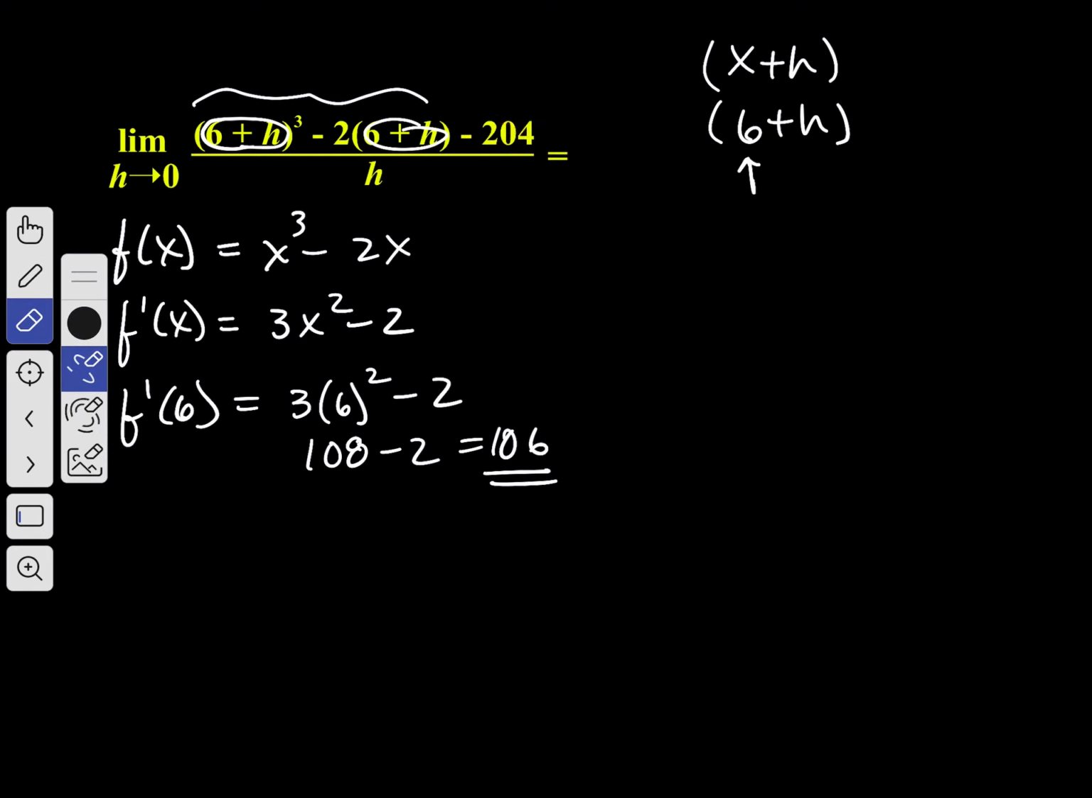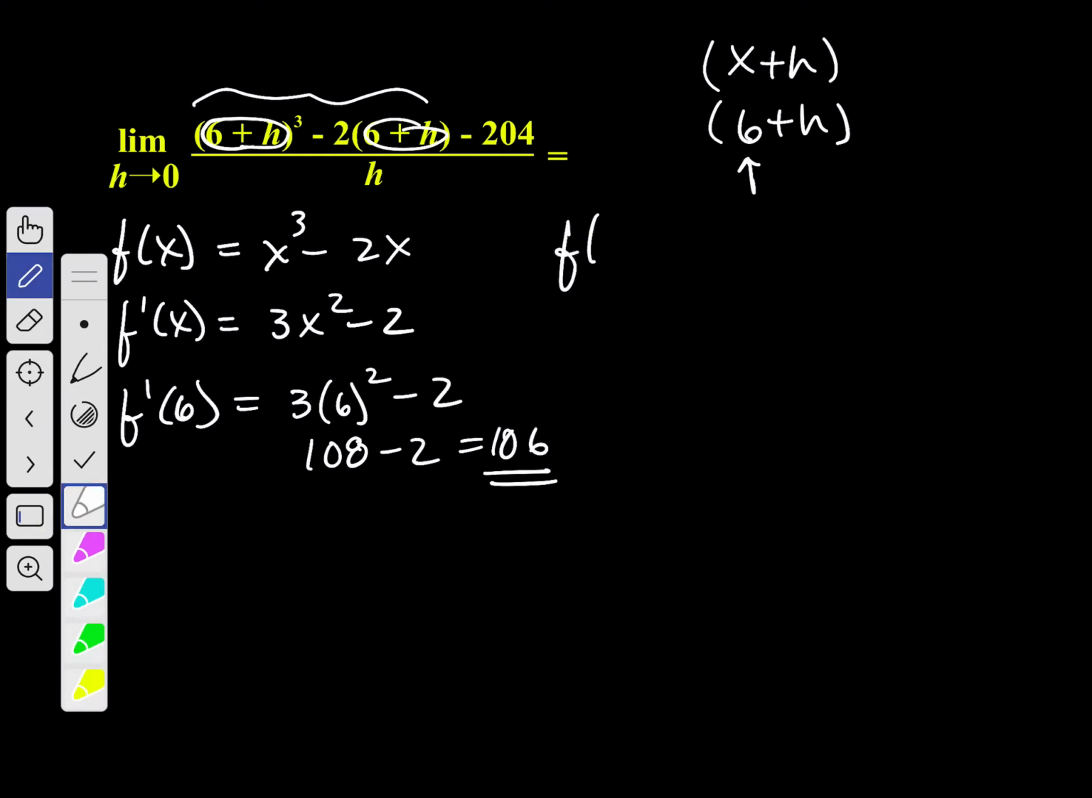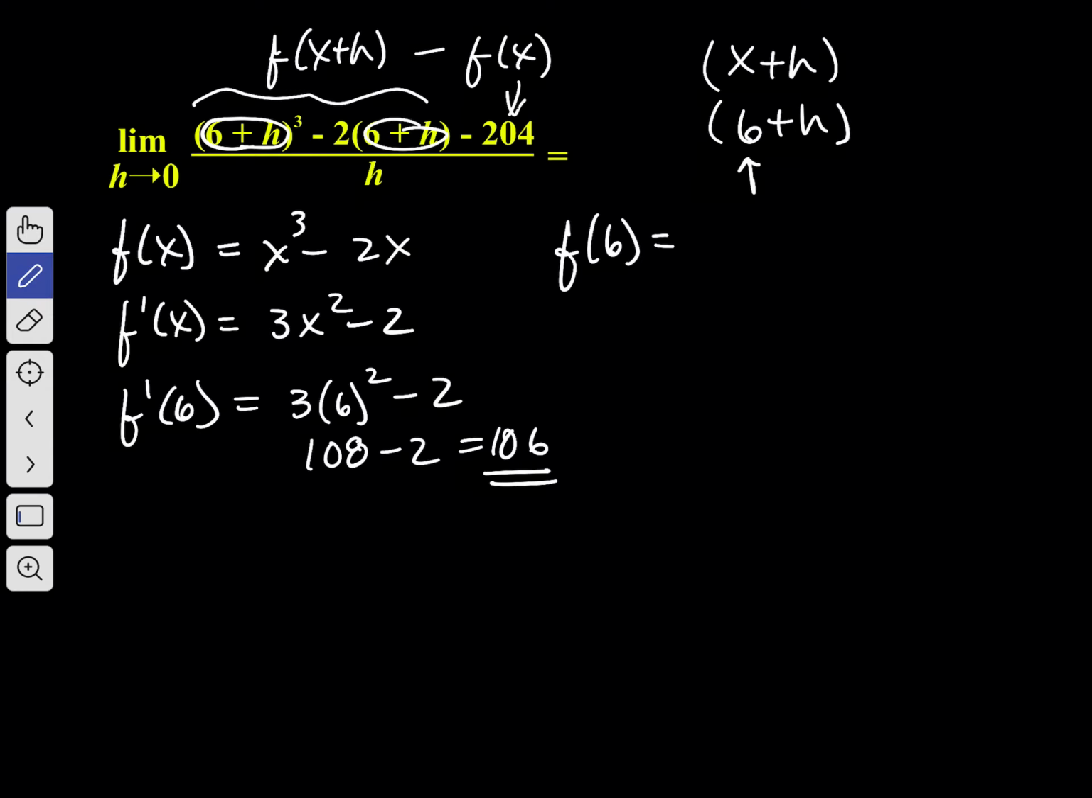So where did this 204 come from? That's not just some random number. Well, that's what f of 6 is. Remember, this is f of x plus h minus f of x. This is just f of 6. And let's just make sure. If I plug in 6 cubed minus 2 times 6, 6 cubed is 216 minus 12 is 204.